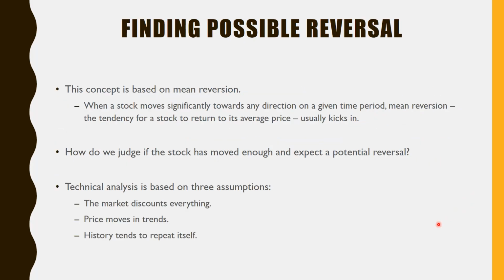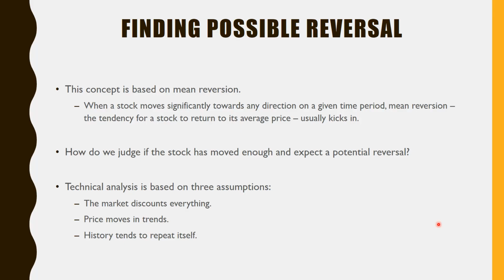Okay, finding possible reversal. This concept of finding reversal based on disparity index is based on mean reversion. When a stock moves significantly in any direction over a given time period, mean reversion, the tendency of a stock to return to its average price, usually kicks in. So what does this mean? It means that if a stock moves away from its average price, let's say upwards, quite a bit, then it will try to rectify itself and go back towards its average price.